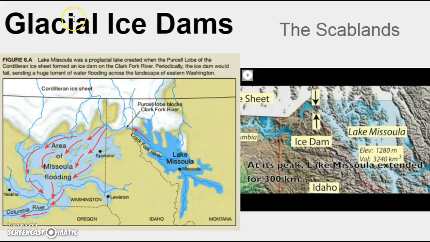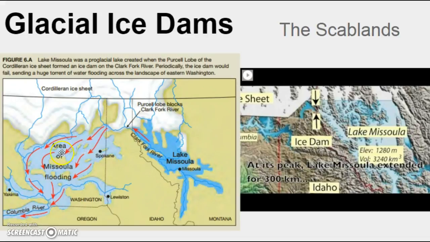Well, there were these features that took place historically, and there were glacial ice dams that built up. Here we can see in Washington that some of these glacial dams eventually broke, and it scoured the land and changed it. Lake Missoula was a proglacial lake created when a lobe of the ice sheet, the Cordilleran, but that's not the biggest deal for now, dammed up the water, right? There was an ice dam. Periodically, the ice dam would fail, sending huge torrents of water flooding across the landscape in eastern Washington.